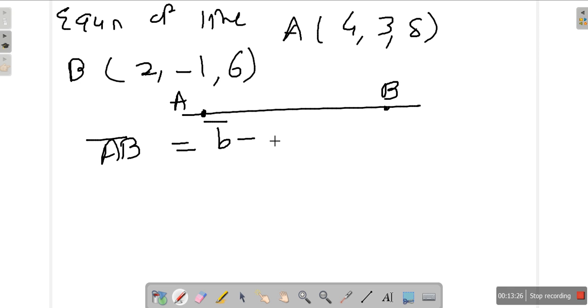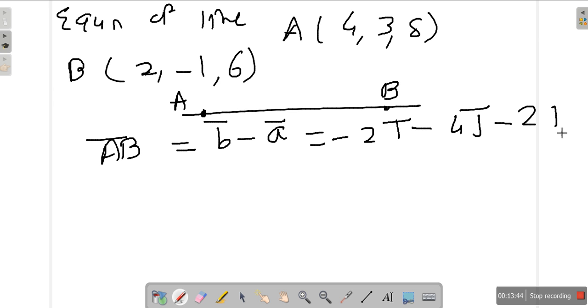So what is a vector parallel to the line AB bar? It is given by B bar minus A bar, which is 2 minus 4, so that is minus 2i bar, minus 1 minus 3, which is minus 4j bar, and 6 minus 8, that is minus 2k bar. I hope you understand. A vector which is parallel to the given line is obviously along AB, which is B bar minus A bar. So this is a parallel vector. Now for x1, y1, z1, either you can take 4, 3, 8, or you can take 2, minus 1, 6. It makes no difference.